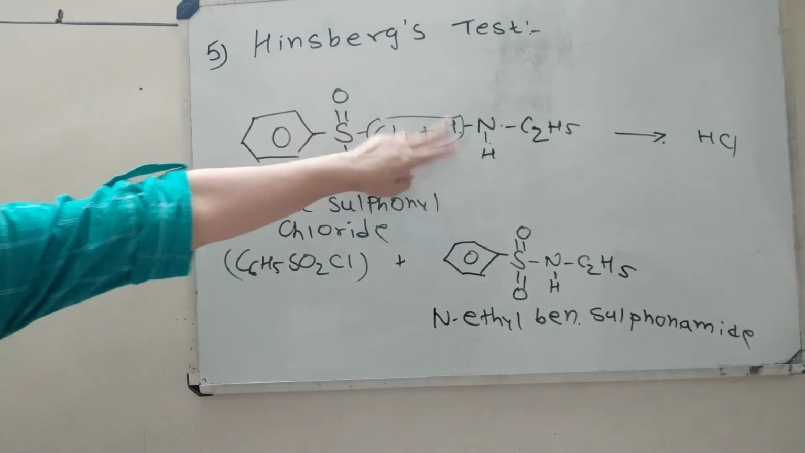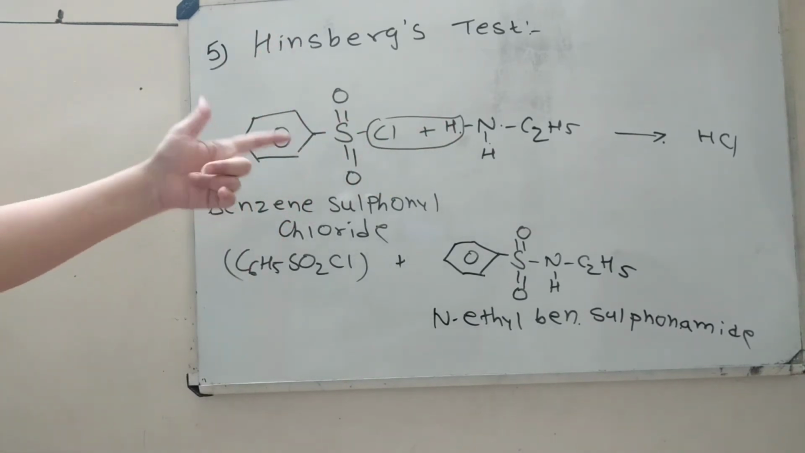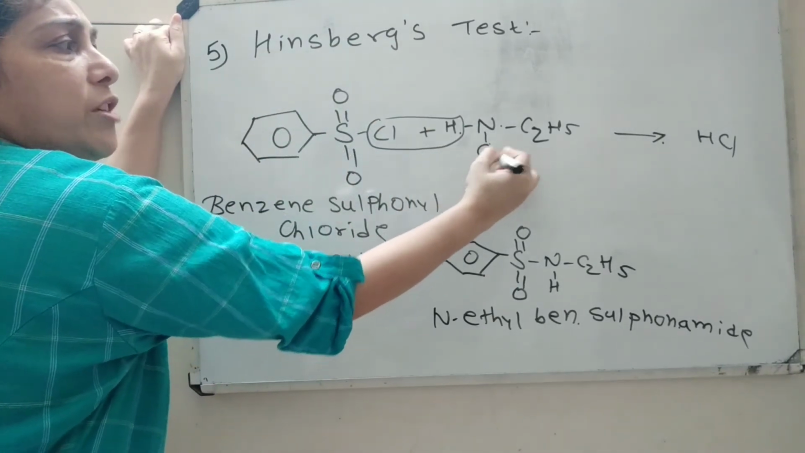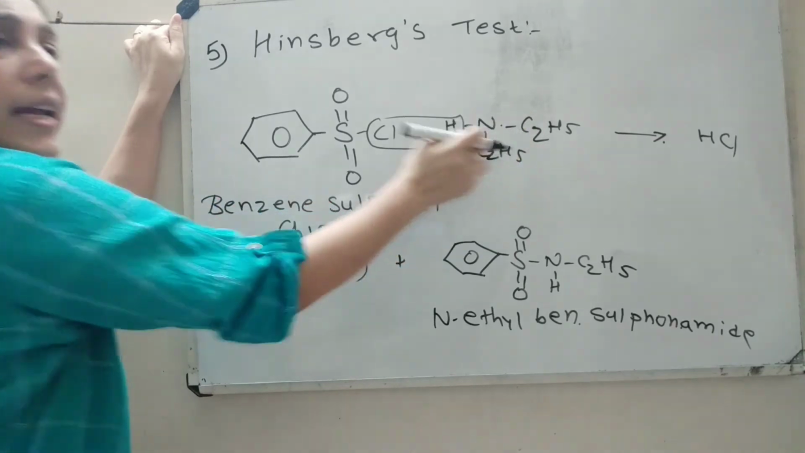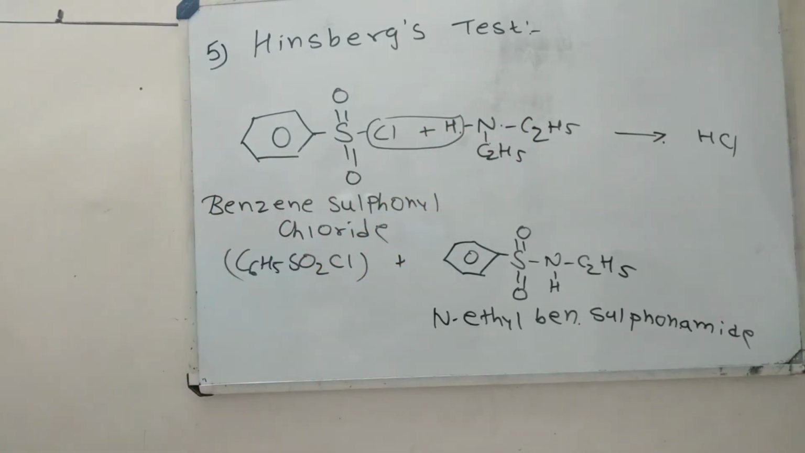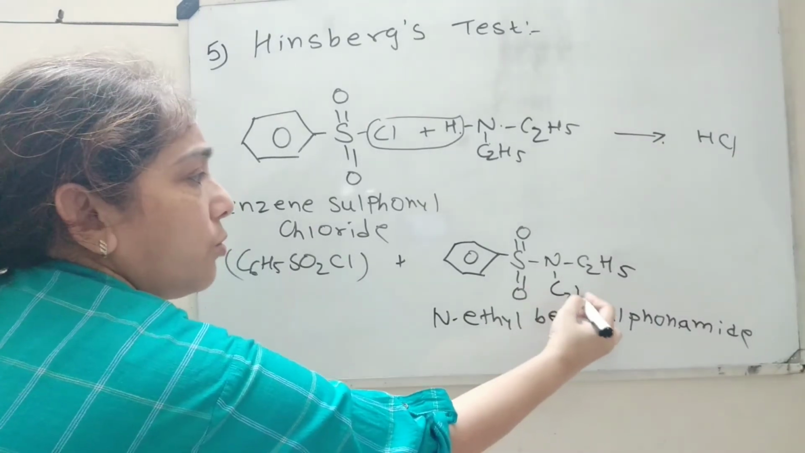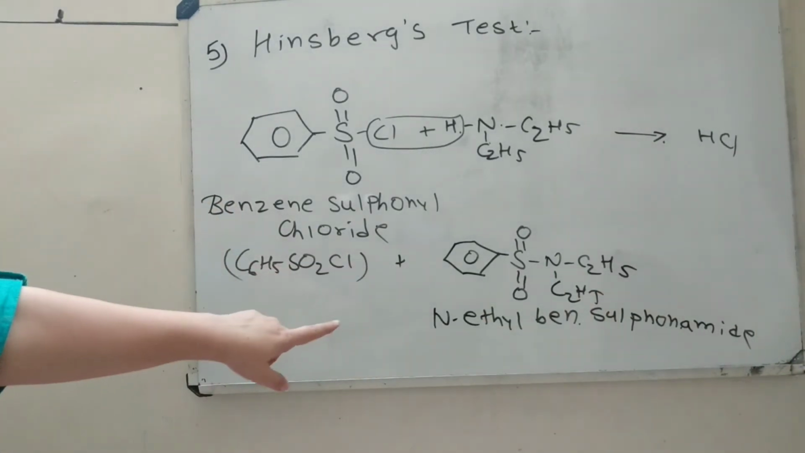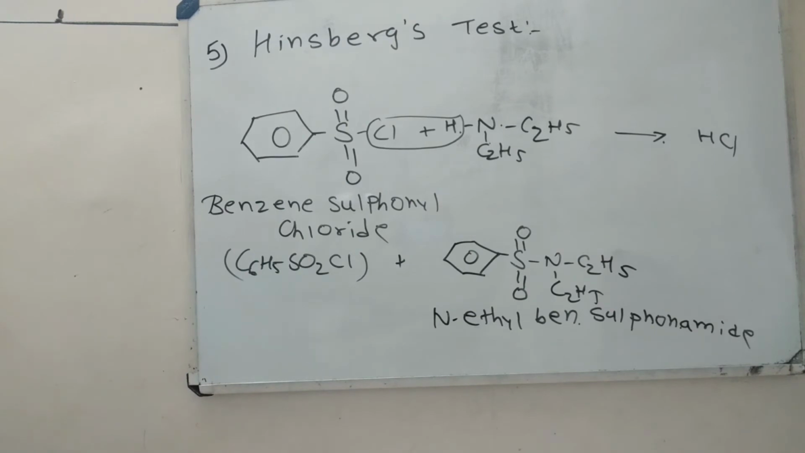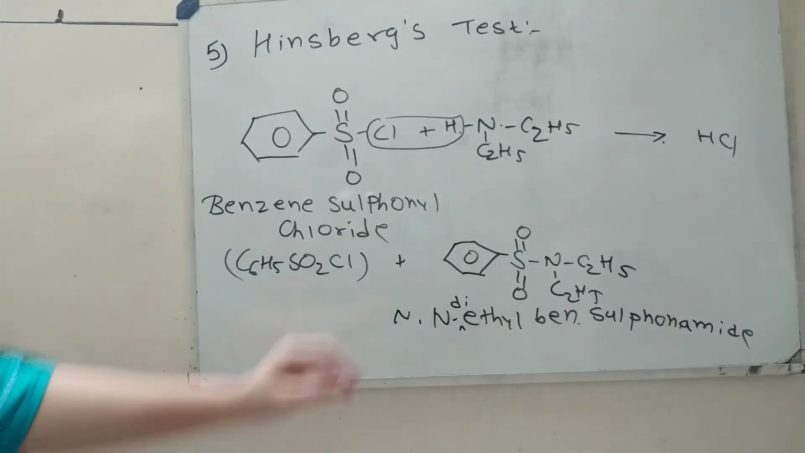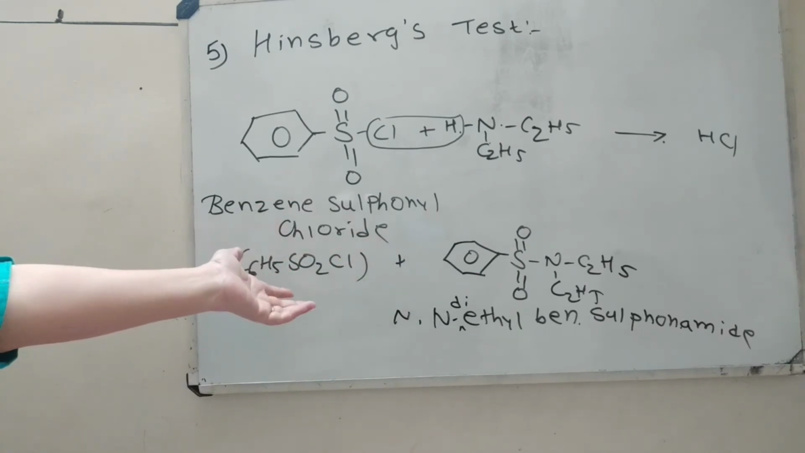Suppose instead of the primary amine, we use the secondary amine, then the reaction remains the same. Only instead of hydrogen, suppose we put C2H5, so it is diethylamine. And here also we have to write C2H5. And the name of this compound is N,N-diethyl benzene sulfonamide.